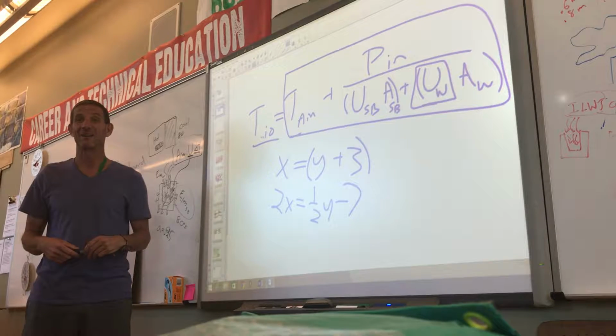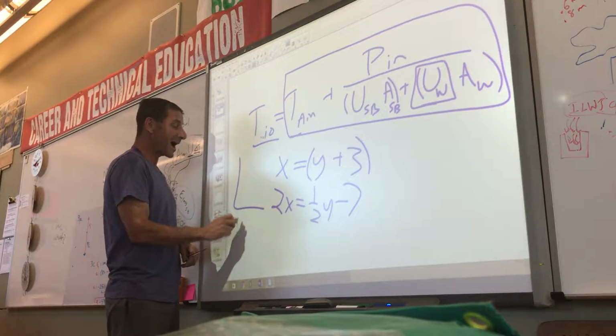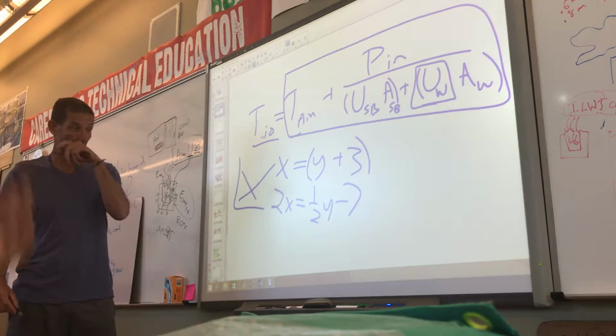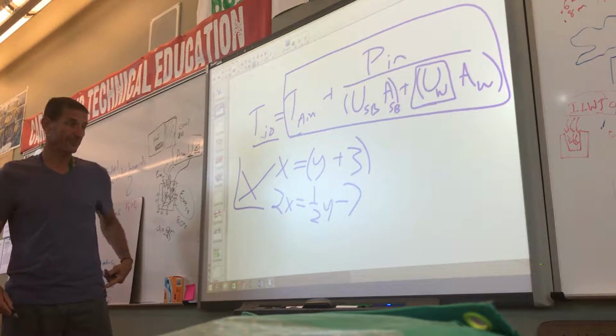What's another way I could do it? What's the easiest way? Graphing it. If I graph them, and then find the intersection point, the intersection. So that's sort of where we're at.